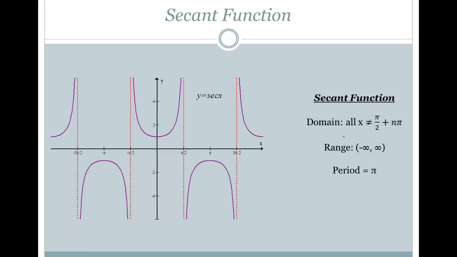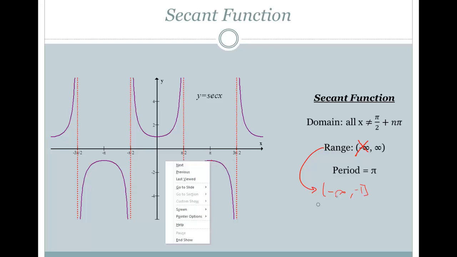Domain is the exact same as tangent, all real numbers except pi over 2 plus n pi. Range, actually range here is wrong, let me fix that. Let's do the range down here. The range of this function is going to be from negative infinity to negative 1. That would be these down here, because that point right there is pi, negative 1. In union with 1 to infinity. Okay, so there's my range.